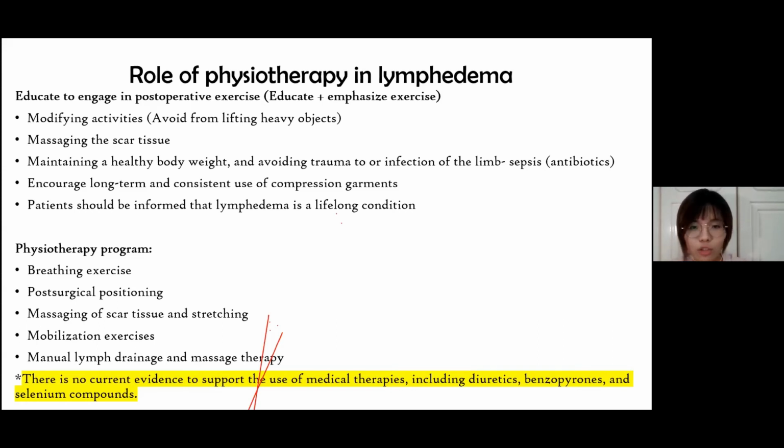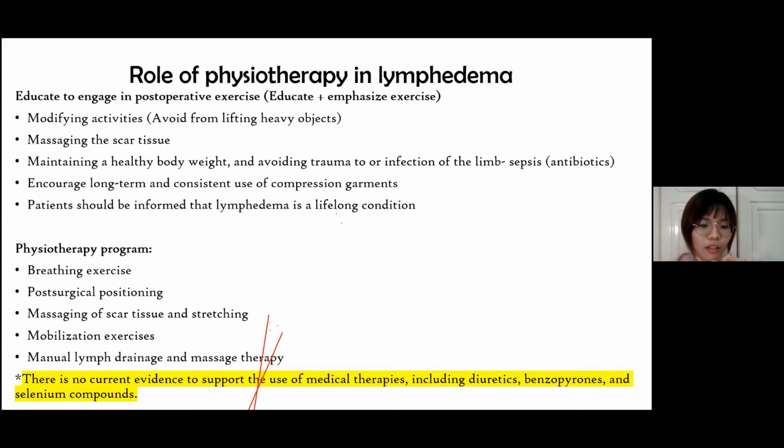Encourage long-term and consistent use of the compression garment, and patients should be educated that lymphedema is a lifelong condition. For physiotherapy, we start with breathing exercise. When we do the breathing exercise, we can increase the blood circulation and trigger fluid drainage to the lymphatic system. Post-surgery, position the limb up to heart level or above the heart level so that the fluid can drain to the upper body. Massage the scar tissue and stretching, mobilization exercise, manual lymph drainage, and massage therapy such as effleurage.